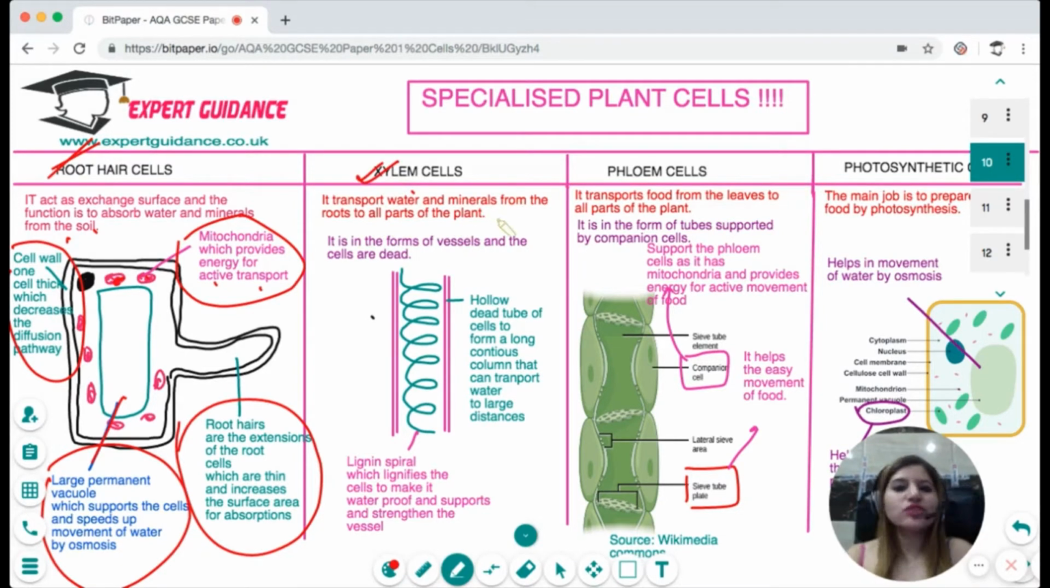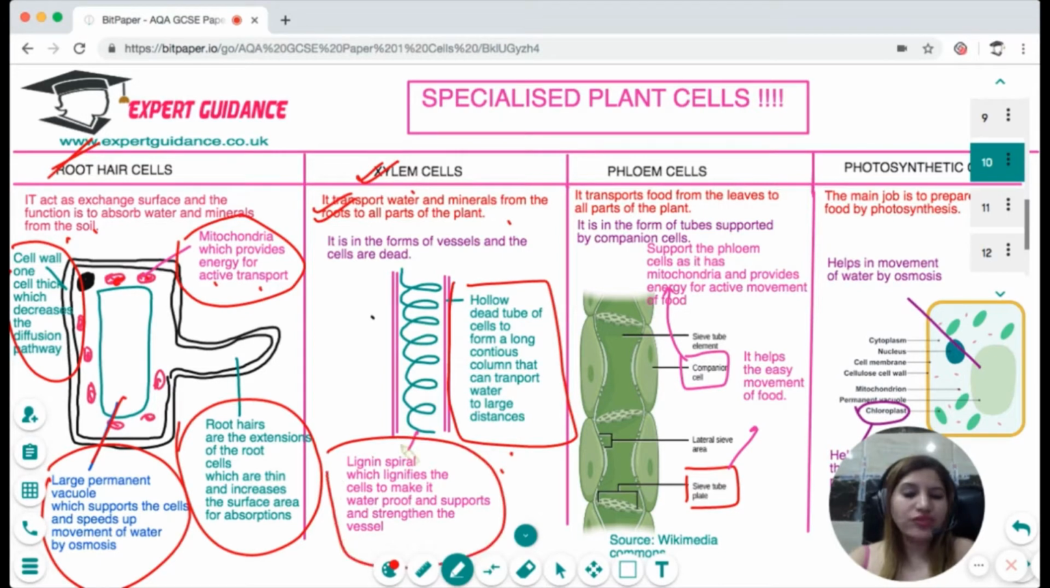It transports water and minerals from roots to all parts of the plant. Now, since it has to transport water to large distances, it has to form a long continuous column. The cells of the xylem are dead so that they can form a long continuous column which can transport water to large distances. And then inside, you can see the lignin deposit. The lignin deposit makes it waterproof, makes the xylem column strong, and strengthens the xylem vessel.